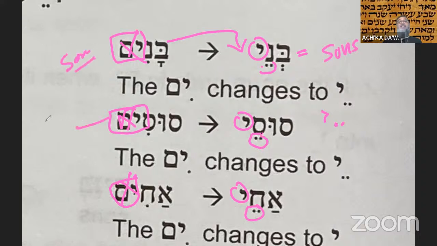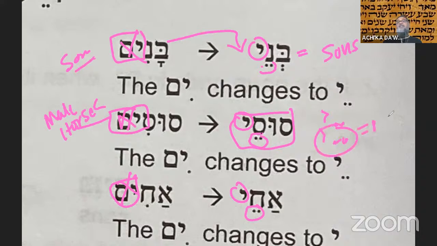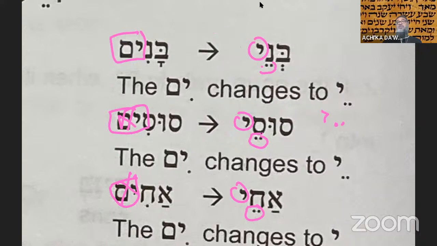Susim is masculine horses, male horses. Okay, plural. Over here, susay is masculine horses. So the 2 dots and the yod is still what? It's still masculine. Okay, it's still masculine. Those are markers and forms that you'll see on these nouns to let you know.